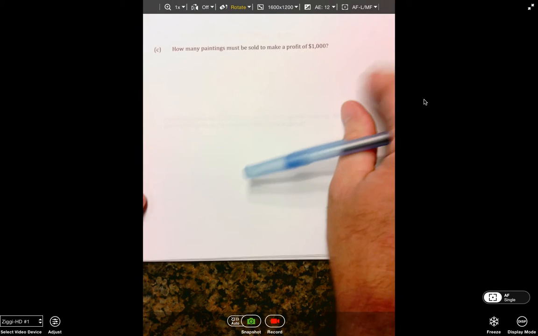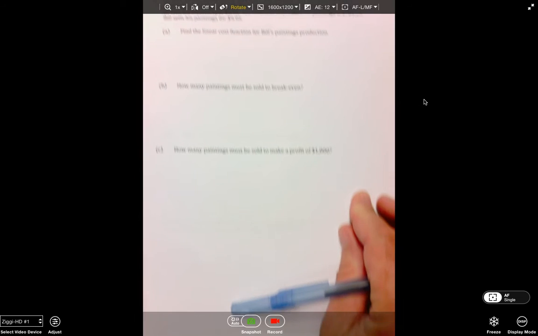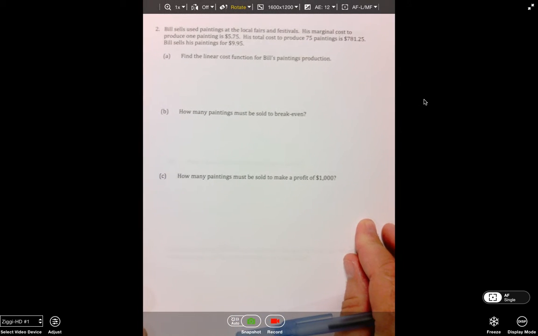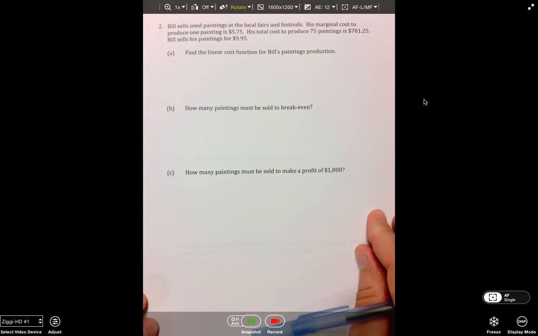All right, let's get into problem number 2. And what happens with these problems is there's just additional spins that are put on these things. So we'll see what's going on here.